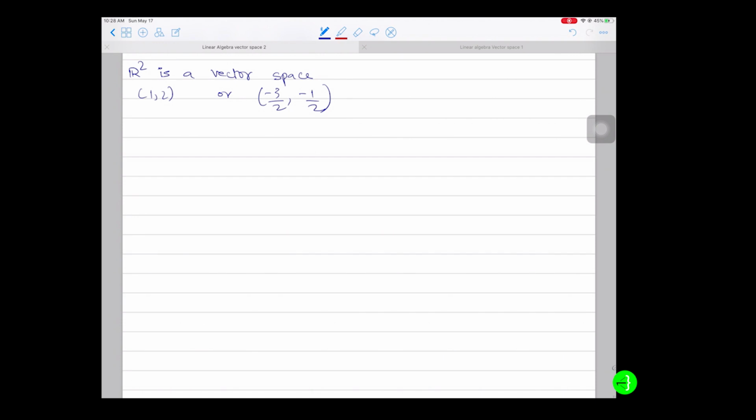And just a small definition regarding real vector spaces and complex vector spaces. So what a real vector space is: a vector space over the set of real numbers is called a real vector space. And similarly, we have a complex vector space, that is a vector space over the set of complex numbers.